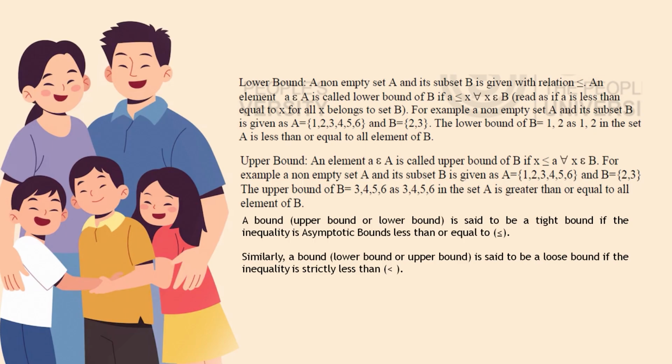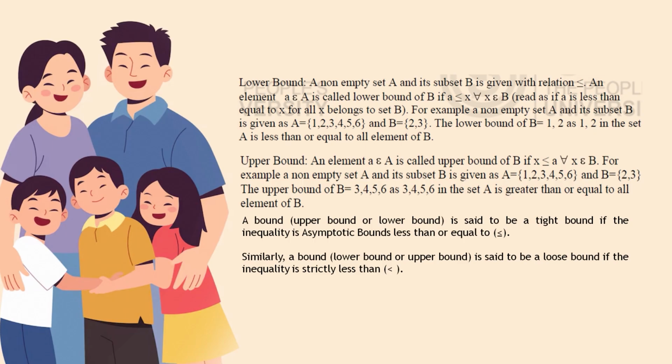An element a belonging to A is called an upper bound of B if x is less than or equal to a for all x belonging to B. For example, if A equals {1, 2, 3, 4, 5, 6} and B equals {2, 3}, the upper bounds of B are 3, 4, 5, 6, as 3, 4, 5, 6 are in set A and are greater than or equal to all elements of B.